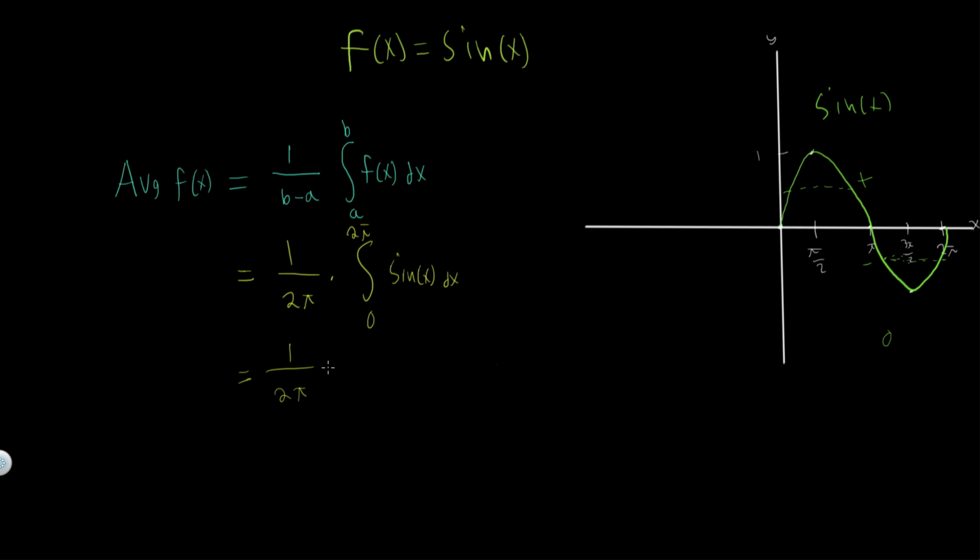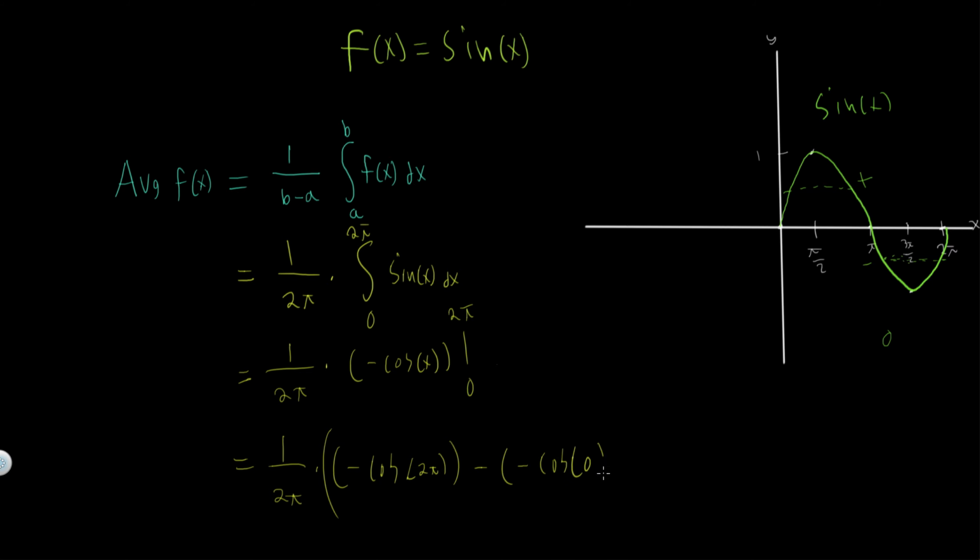Alright, so it's going to be 1 over 2 pi times the negative cosine of x from 0 to 2 pi. And again, the derivative of cosine of x is negative sine of x, so the derivative of negative cosine of x is sine of x. So this integral is correct. Now let's evaluate it from the bounds that we have. So this is equal to 1 over 2 pi times negative cosine of 2 pi minus, and this is going to be 1 over 2 pi times the whole thing, minus negative cosine of 0.